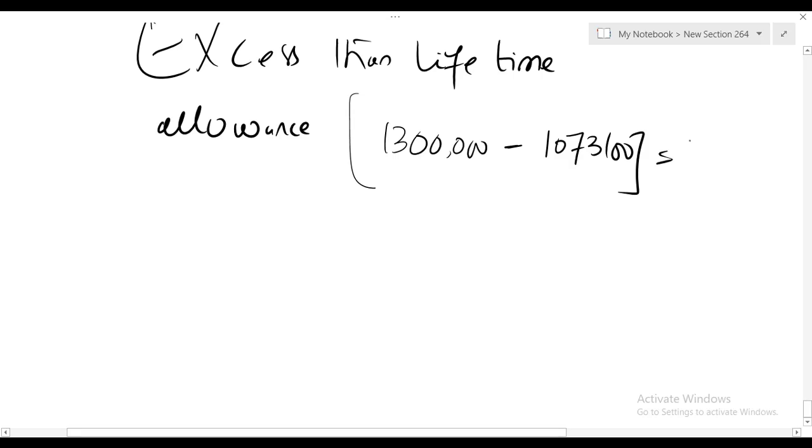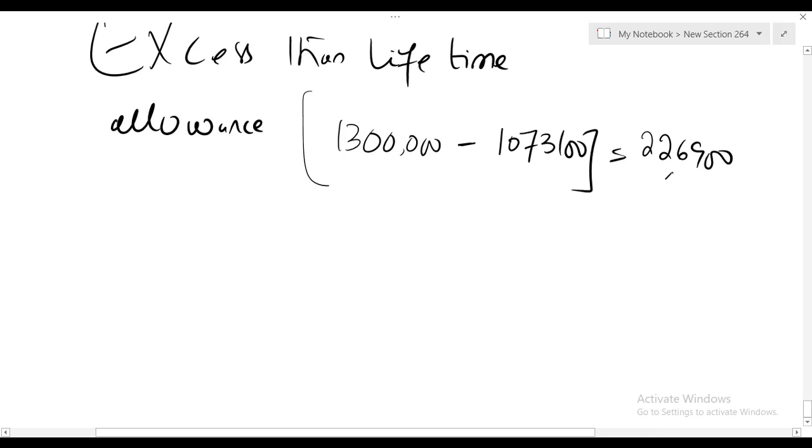The excess amount is 2,26,900. Now the question is, what is the rule for the excess amount? Because so far, whatever you have explained, your explanation is around this lifetime allowance limit. So what about this excess amount? Now listen carefully, what are the rules for the excess amount.